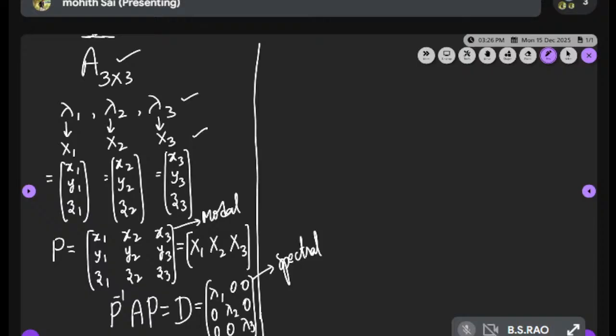But its corresponding eigenvectors be x1, x2, x3, where x1 equals (x1, y1, z1), x2 equals (x2, y2, z2), x3 equals (x3, y3, z3). Now constitute a matrix P with the eigenvectors.